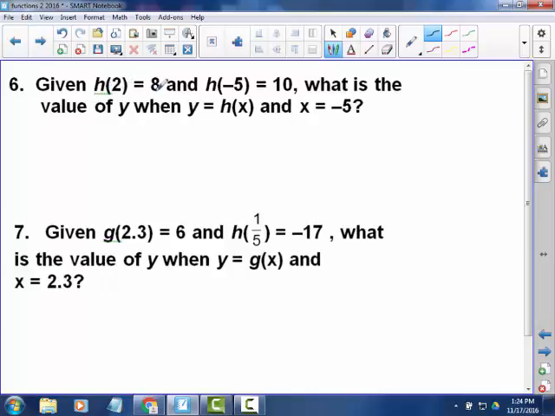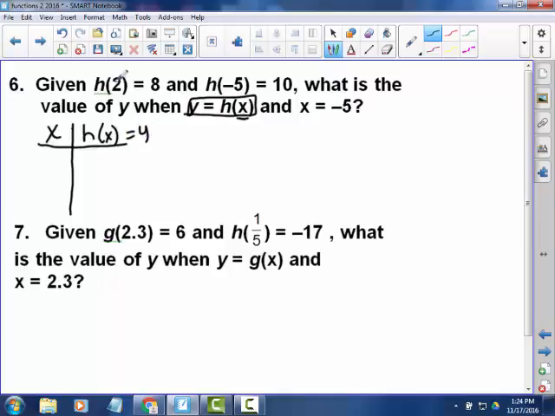Given h of 2 equals 8 and h of negative 5 equals 10, what is the value of y when y equals h of x and x equals negative 5? I'm going to show you this in a table format because functions make nice tables. Our variable is x. Our output, or our y column, is h of x. And we know that h of x is the same thing as y. These are the same thing, so that's y.